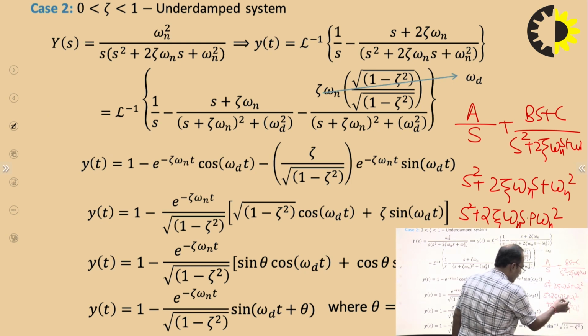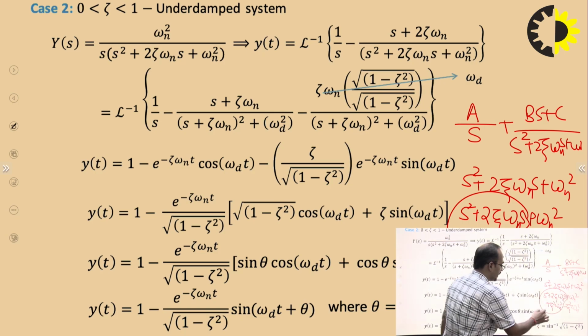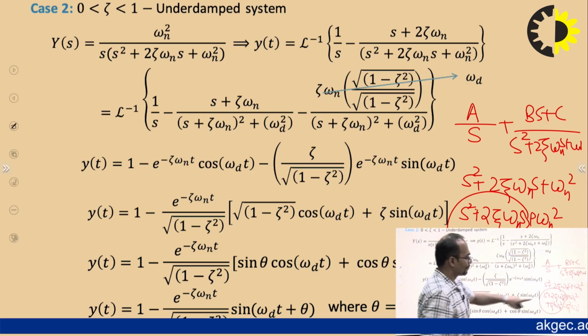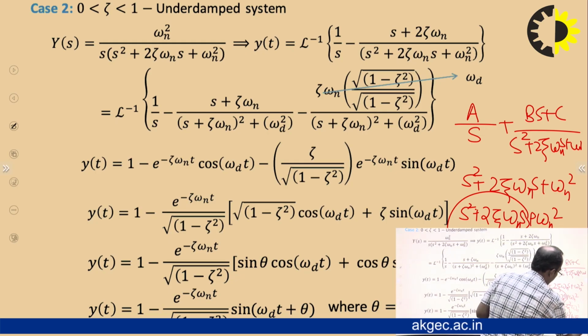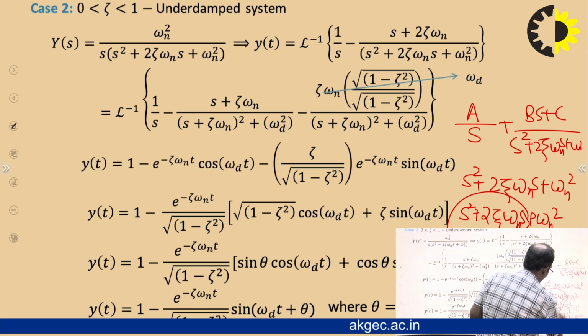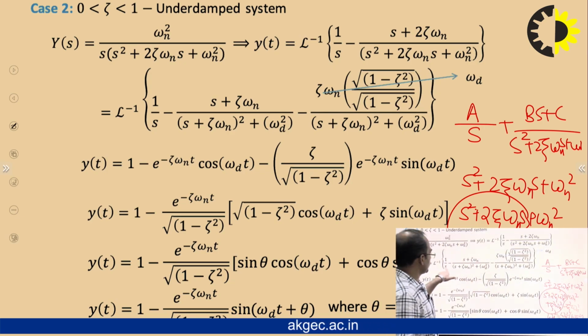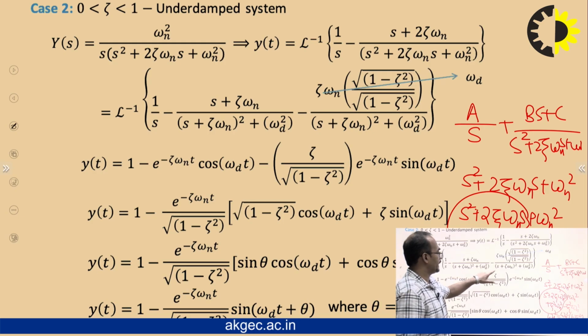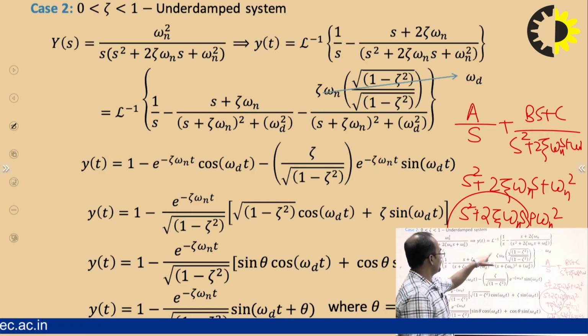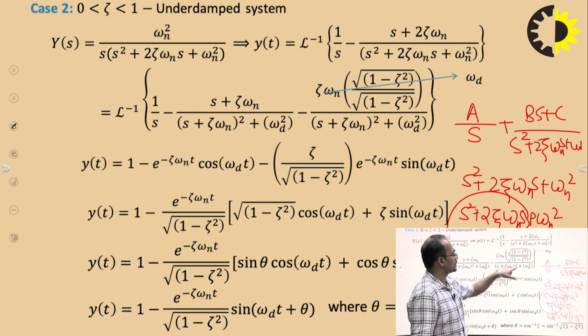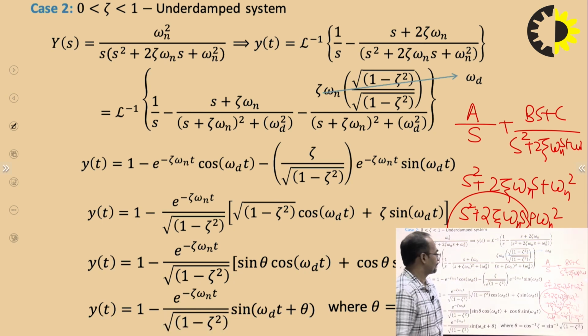This is nothing but (s plus zeta omega n) whole square, and by taking omega n square common here, you can write 1 minus zeta square. This is nothing but omega d square. So I can write here (s plus zeta omega n) whole square plus omega d square, and you can get 1 by s minus (s plus zeta omega n) upon (s plus zeta omega n) whole square plus omega d square. Similarly, you can get here minus zeta omega n upon (s plus zeta omega n) whole square plus omega d square. Now you can take the inverse Laplace of this.